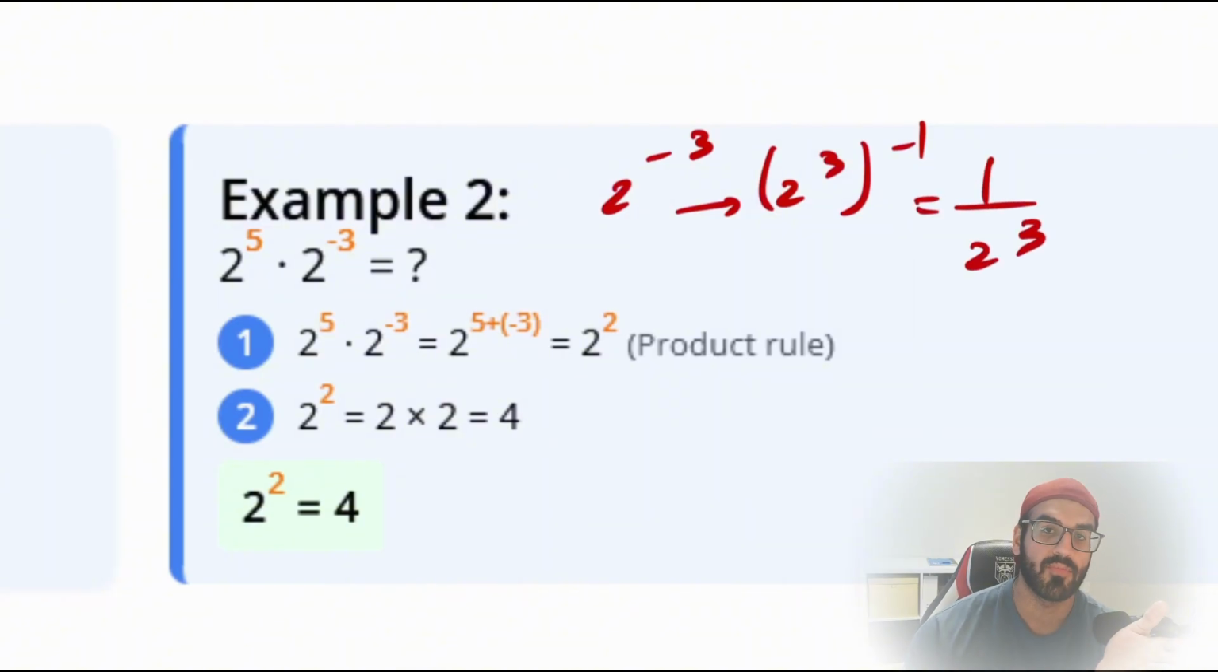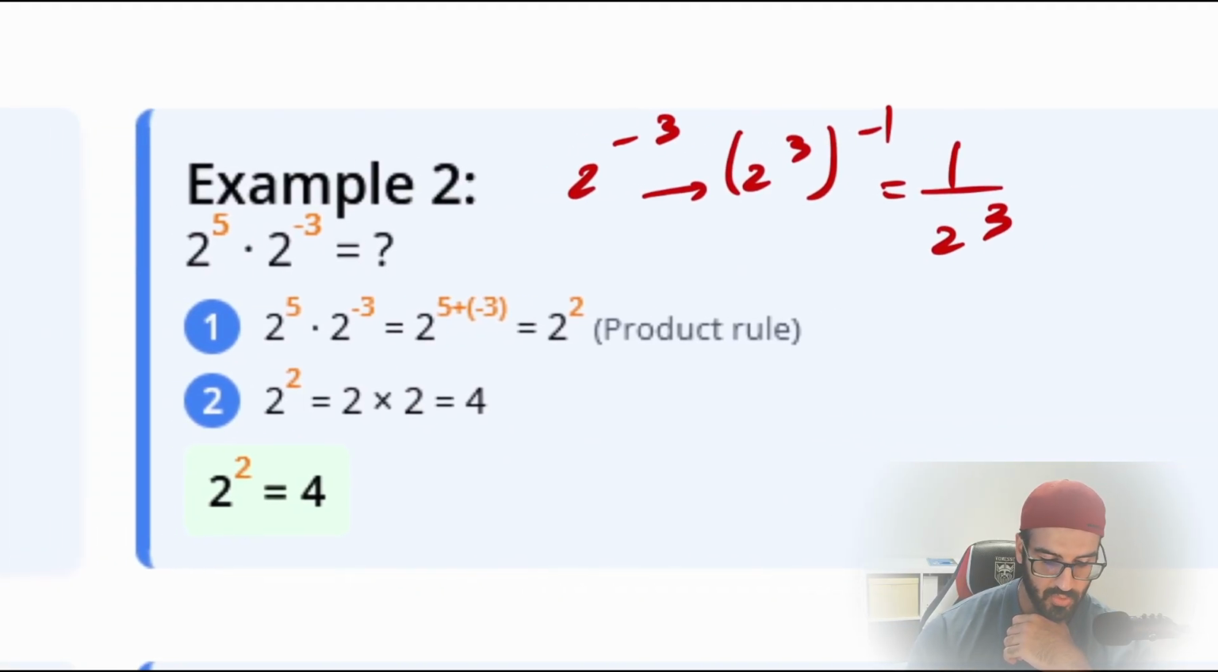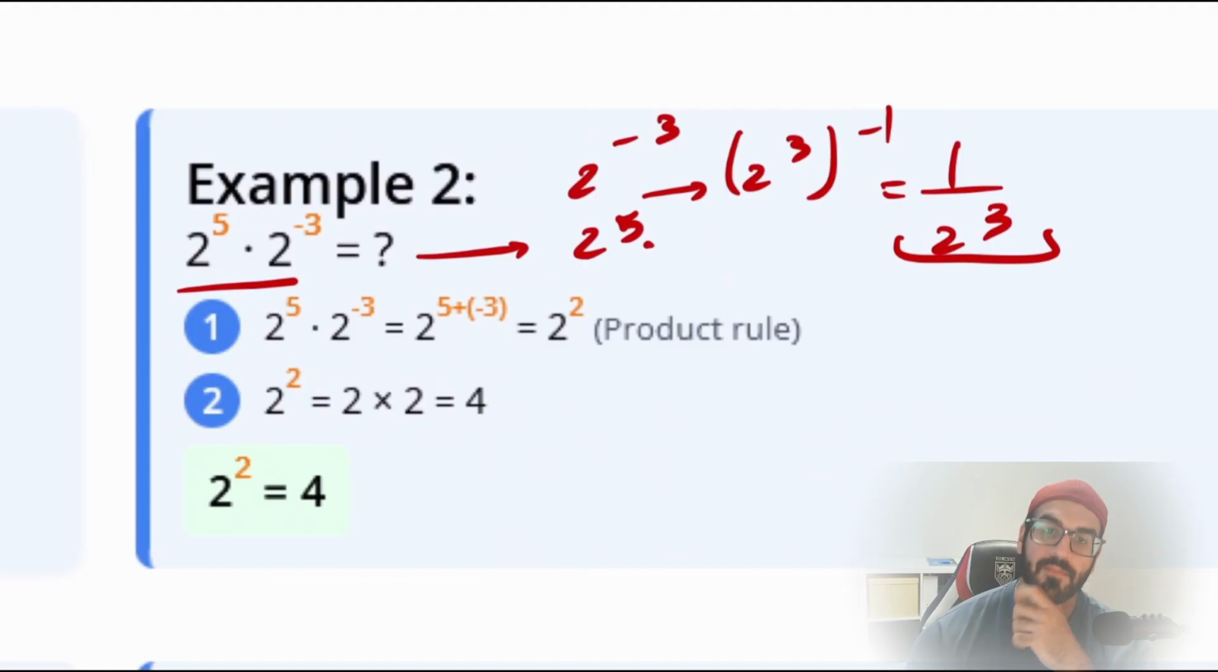Again, if you know about the multiplication and division, which we already have a video over that, if I do this one and I would like to convert something related to that, it would be 2 to the power 5 multiplied by 1 over 2 to the power 3. It's like division, right? 2 to the power 5 divided by 2 to the power 3. 5 subtracted by 3 is 2. I just solved this question in 2 simple ways. See? Let's look at another example.